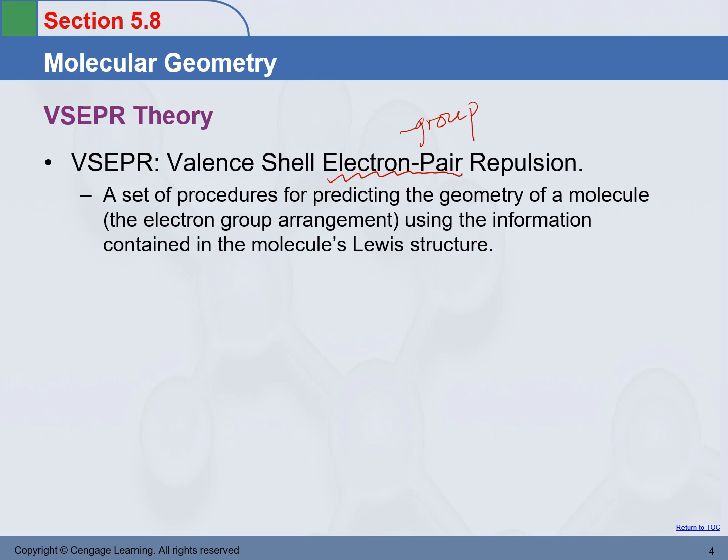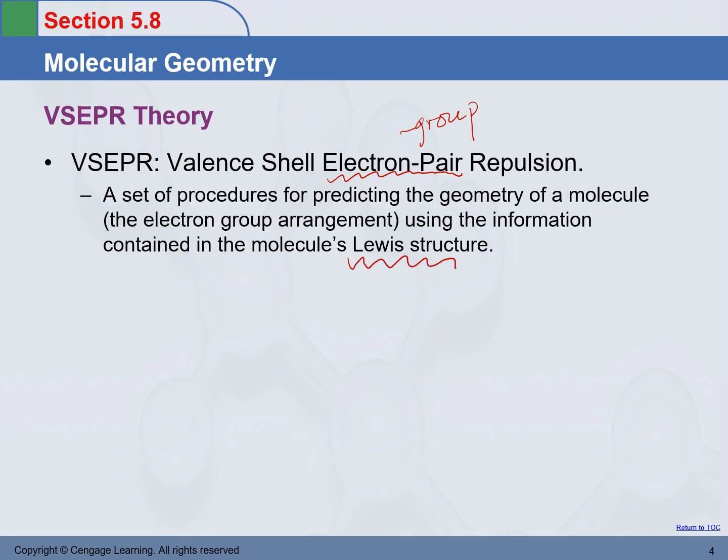We can use this theory. This theory provides us a set of procedures for predicting the geometry of a molecule. To be exact, it is to predict the electron group arrangement of the center atom, using information contained in the molecule's Lewis structure. Oh, we need to do this.